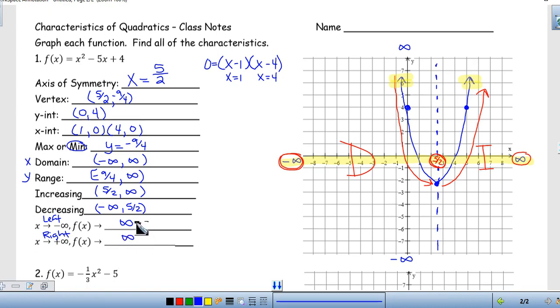With all parabolas, you'll notice that these two answers are going to be the same because both ends are either headed up or both ends are headed down. All right, let's look at number 2, and we're going to use our graphing calculator and talk about ways to look at the table to get answers.